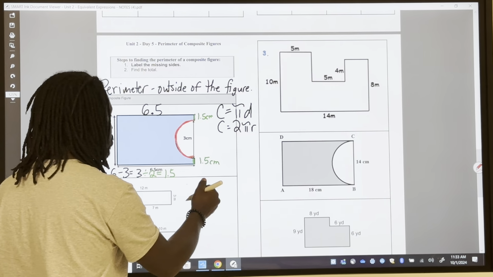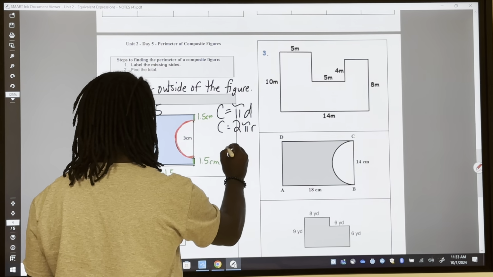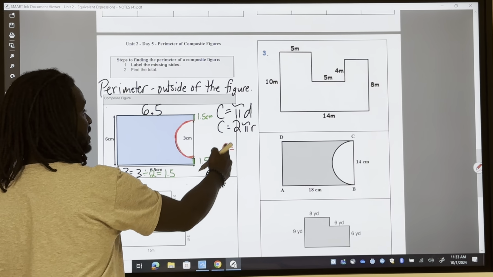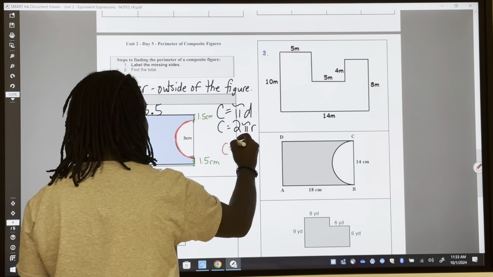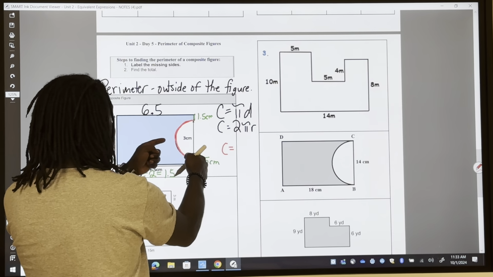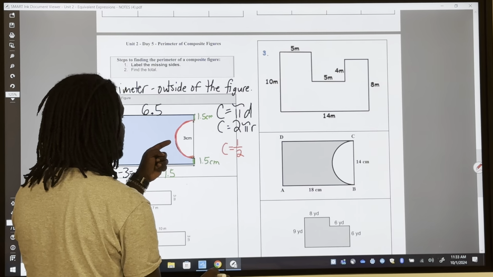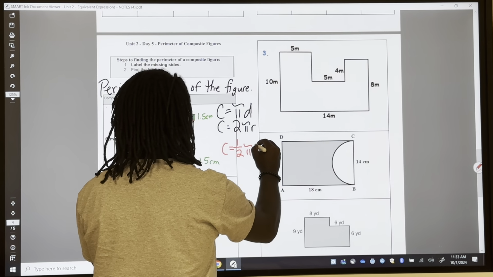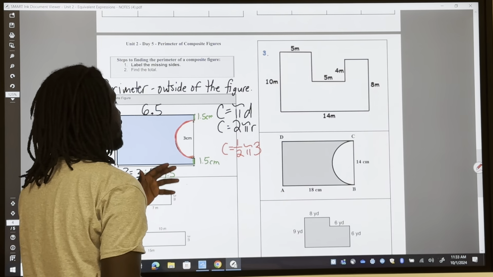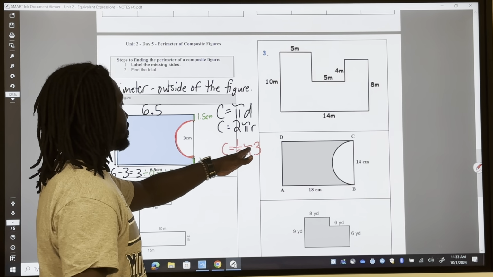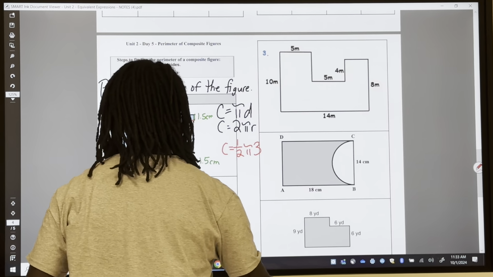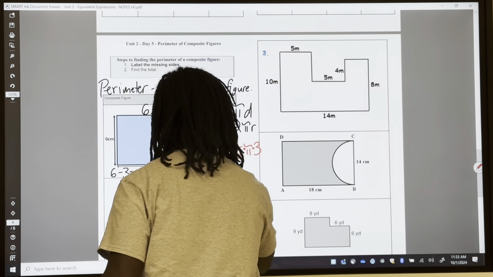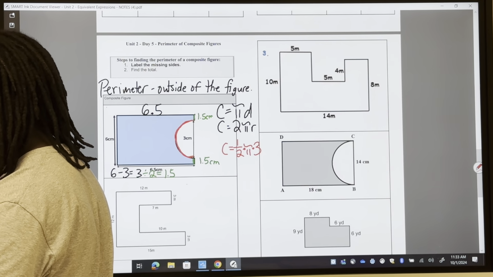All right. So to find that, it is C equals, now this from one side to the other is the diameter. So I'm going to use this one. And C, again, because this is half of a circle, I'm going to do half of it, pi, and then the diameter is 3. So I'm going to do 1/2 times pi times 3. And that is going to give me the circumference of that.